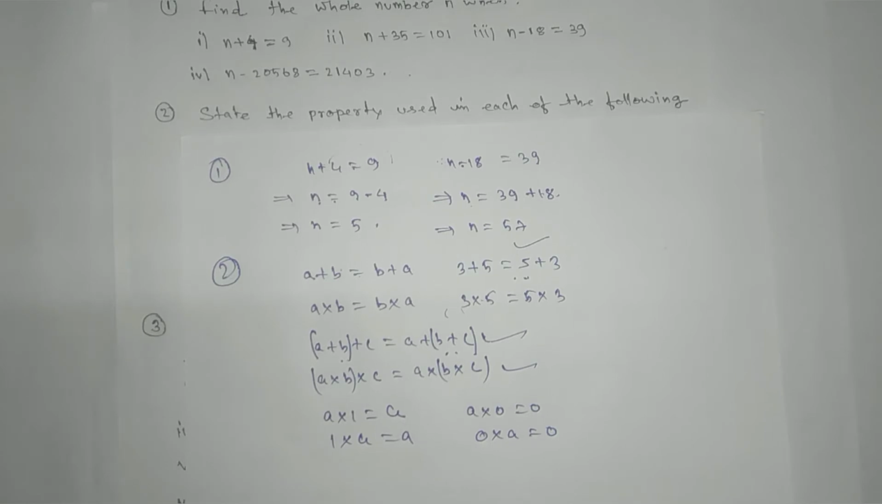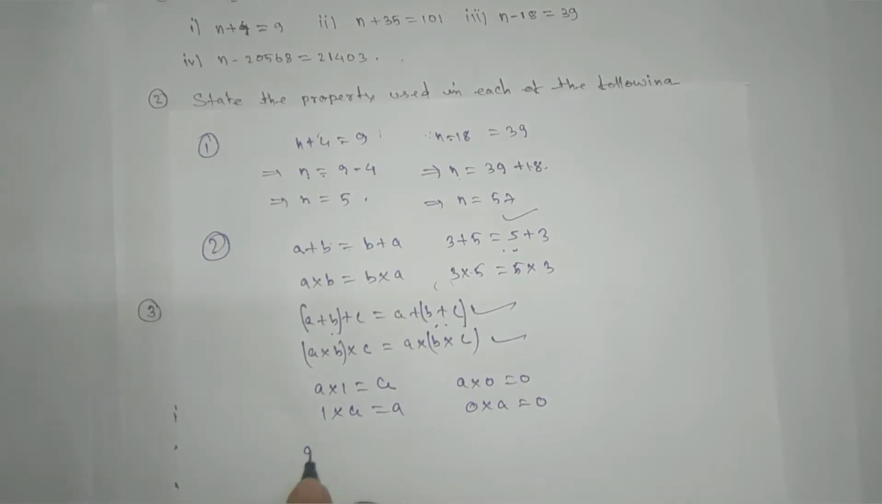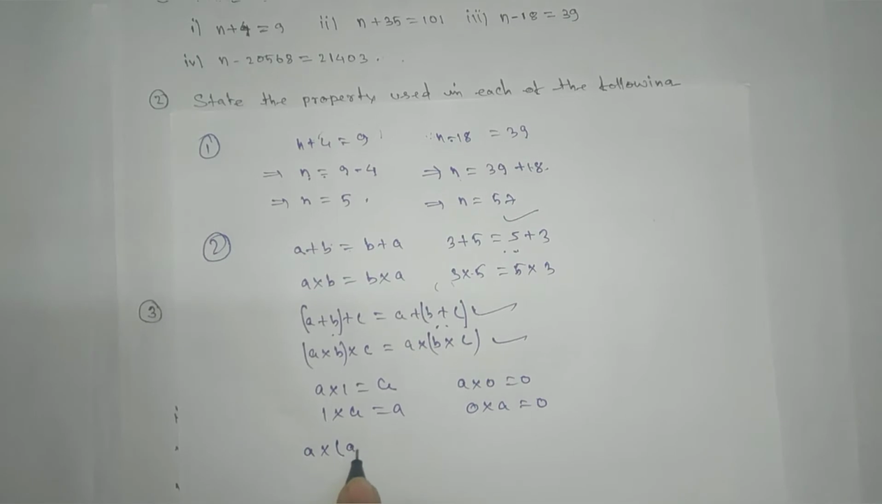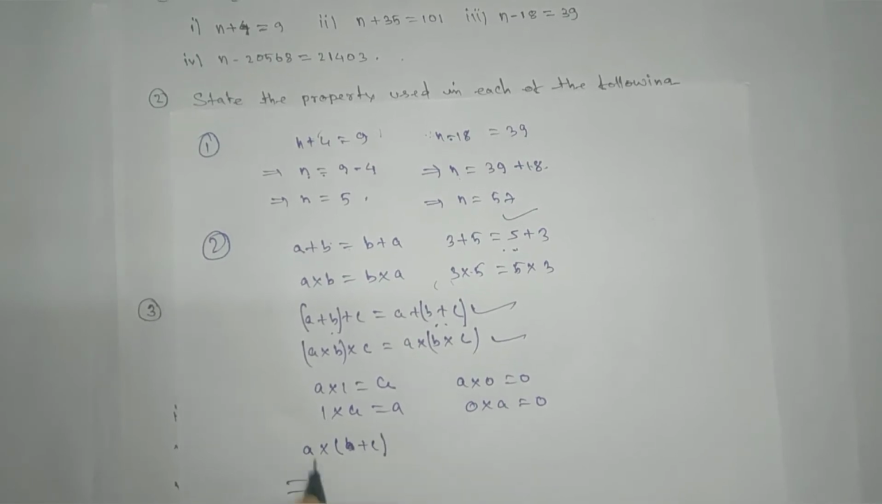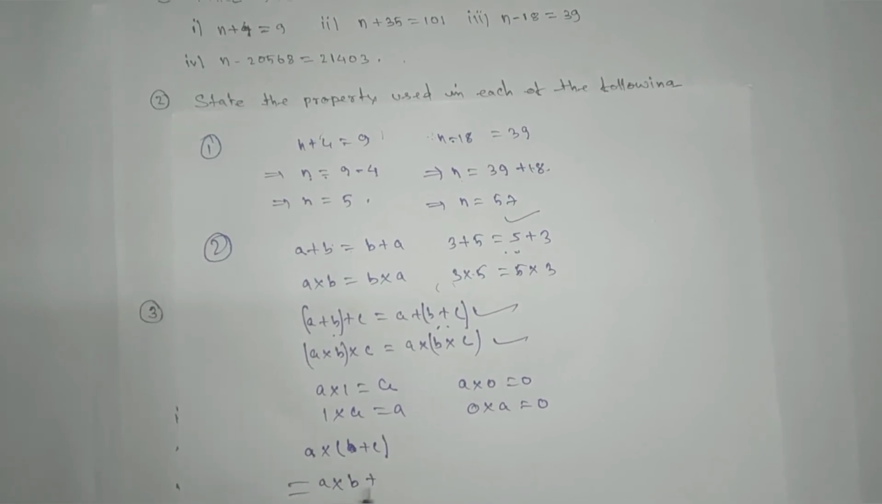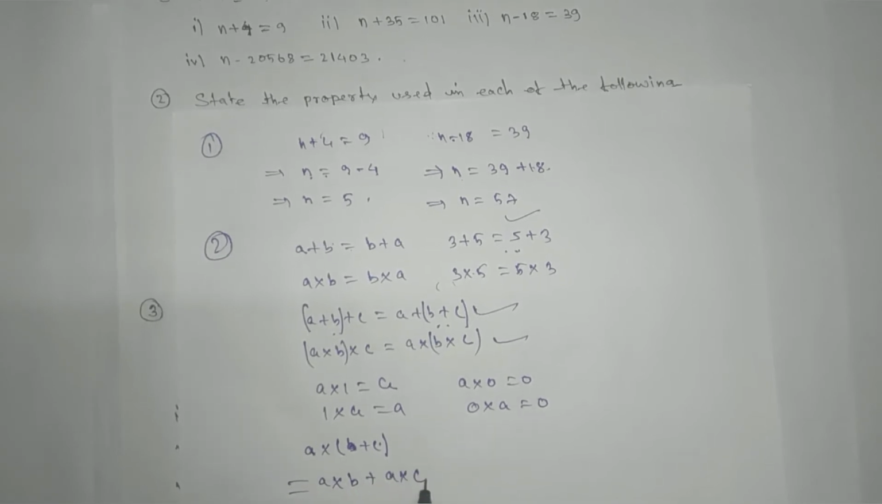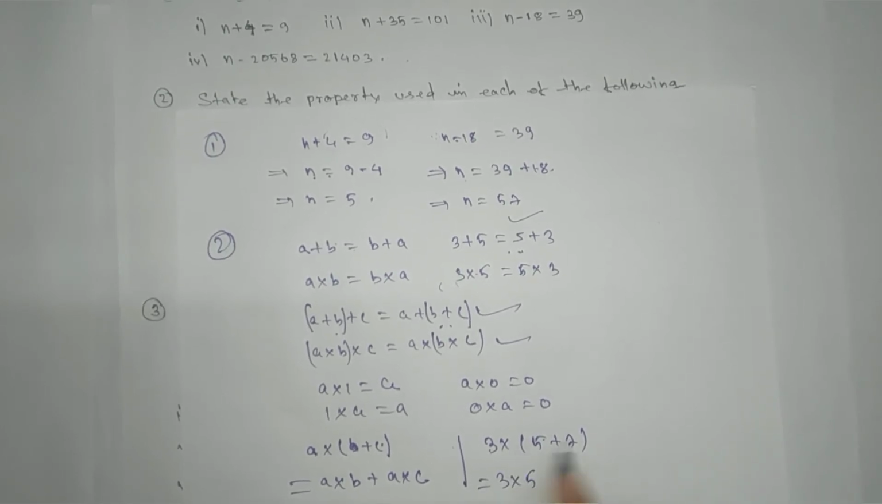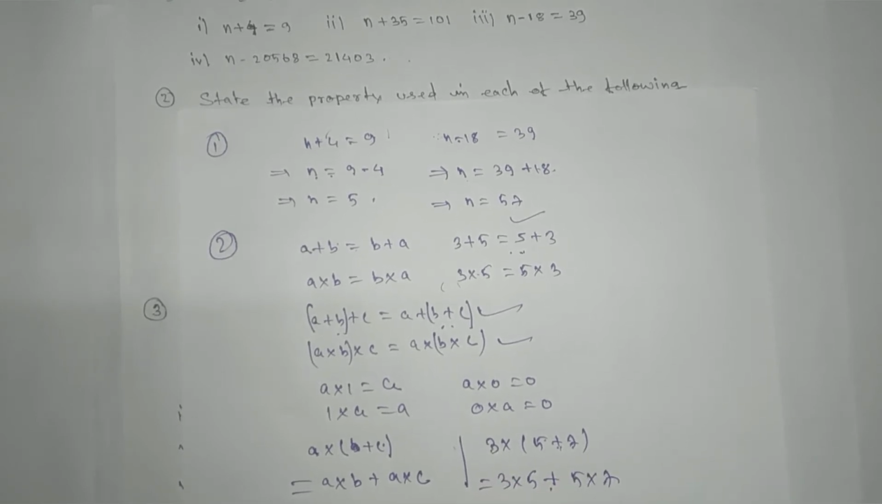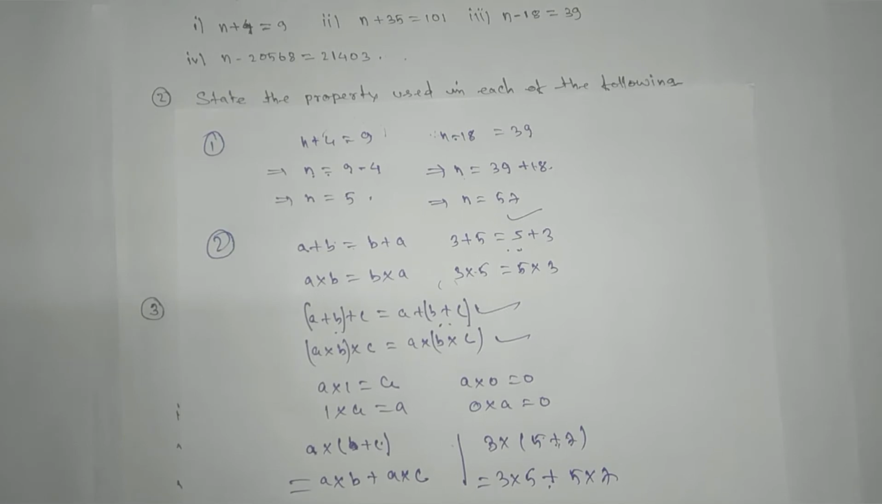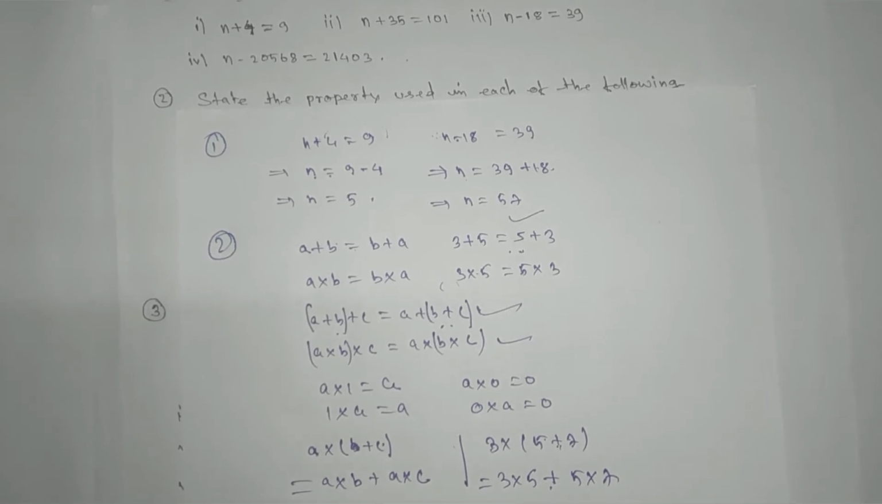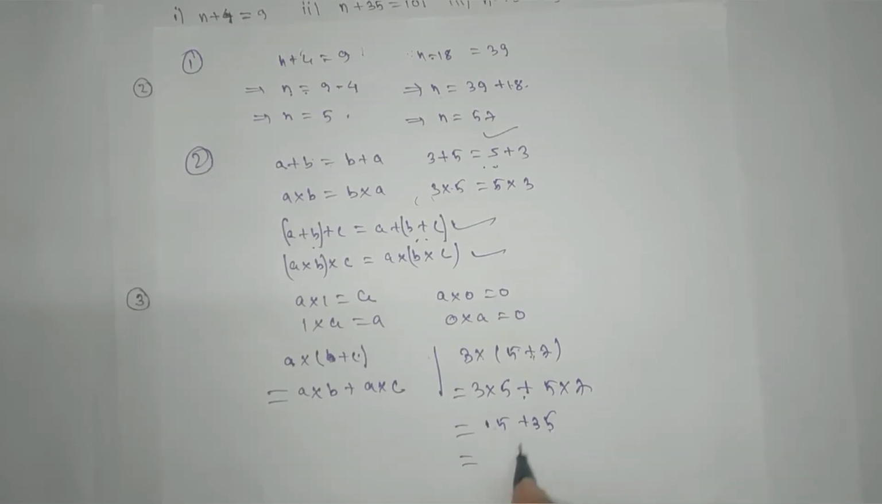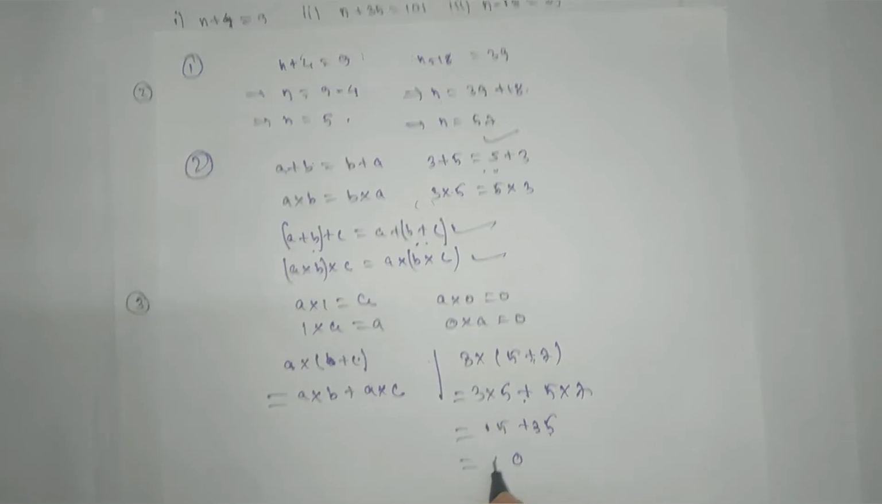So here is one more, the distributive property. If we take a into b plus c, then it will give you a into b plus a into c. So if we take the number 3 into 5 plus 7, it will give you 3 into 5 plus 3 into 7. If we multiply here, 15 and 21, and add them, we get 36.